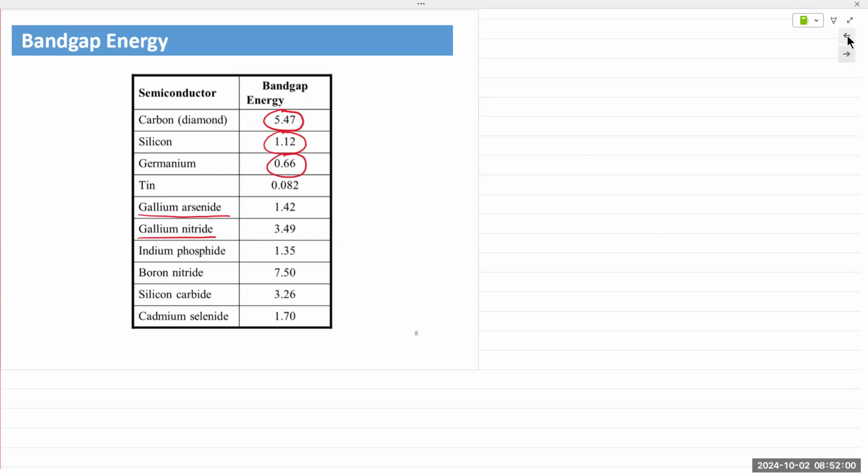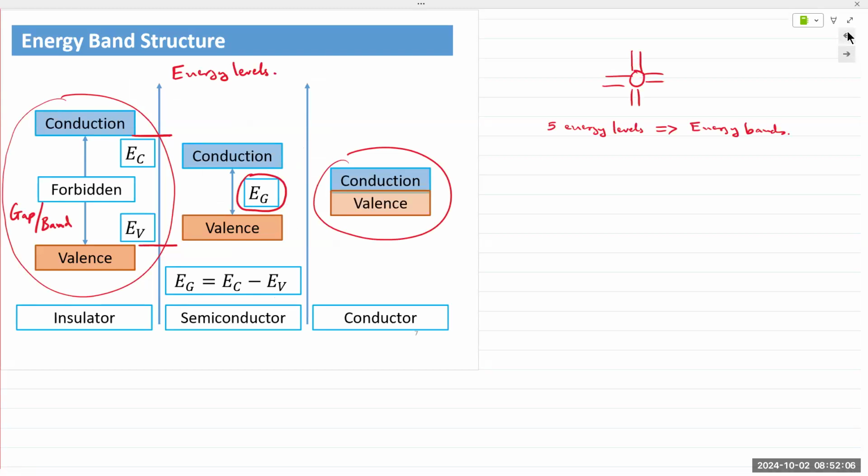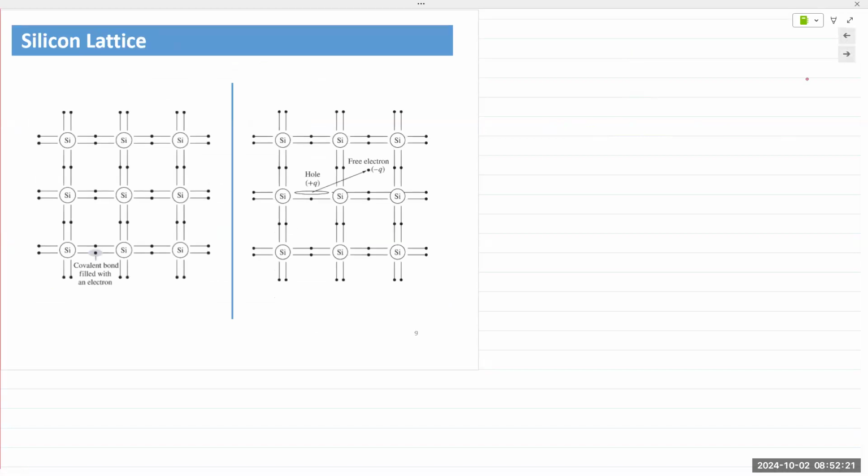Let's see what else. So yeah, for conductors, the conduction band and the valence band overlap. For insulators, the gap is really big, far apart. We cannot overcome it. In semiconductors, the gap can be overcome. In a silicon lattice, yes.